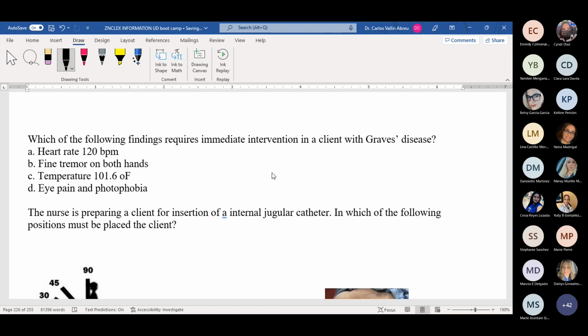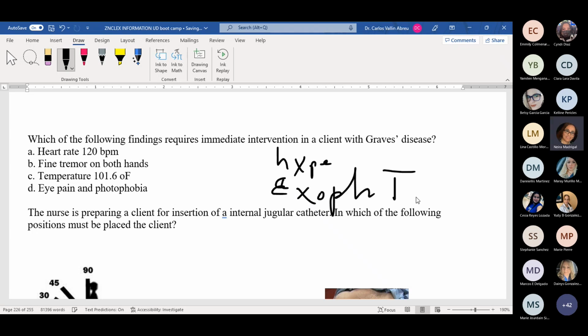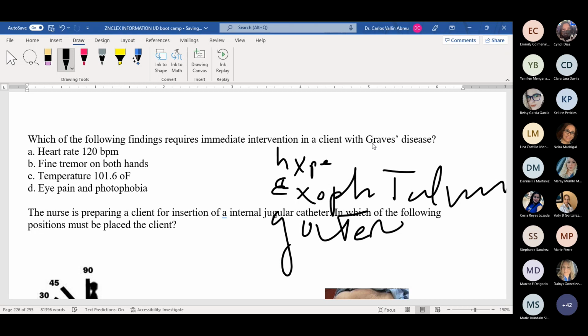Hyperthyroidism. Only hyperthyroidism. Only hyperthyroidism is Graves' disease. Yes. No. Only hyperthyroidism have also exophthalmos. And goiter. So this is the triad of Graves' disease. It's not the only cause of hyperthyroidism, but it's the most common and the one that is going for anchors.